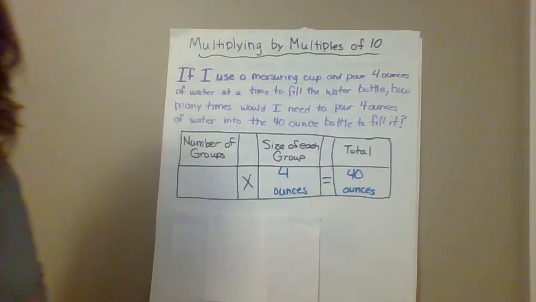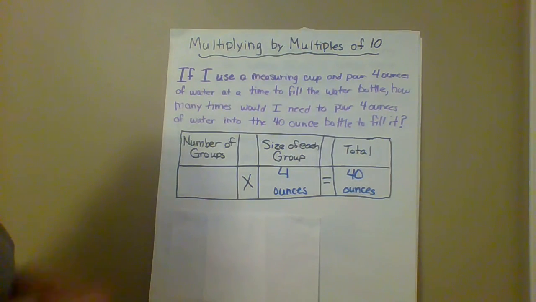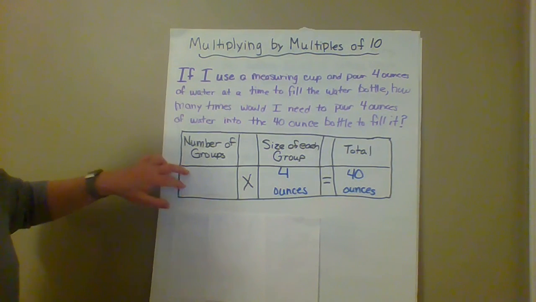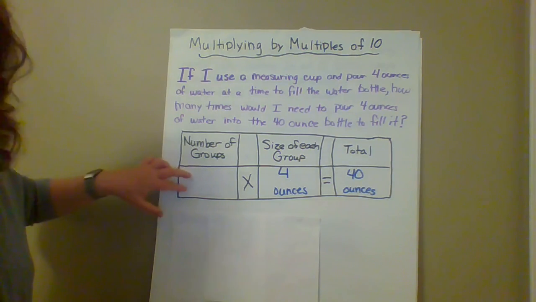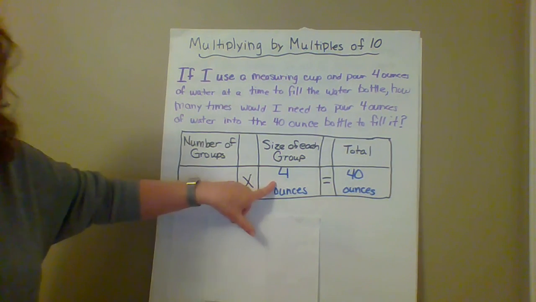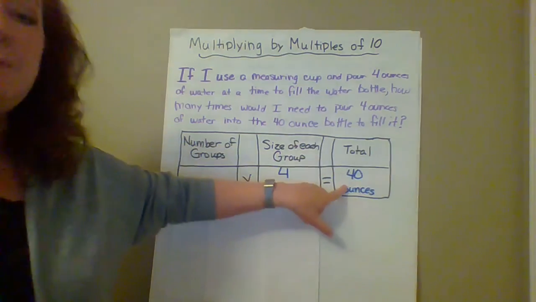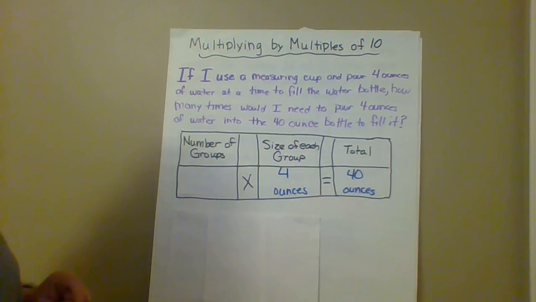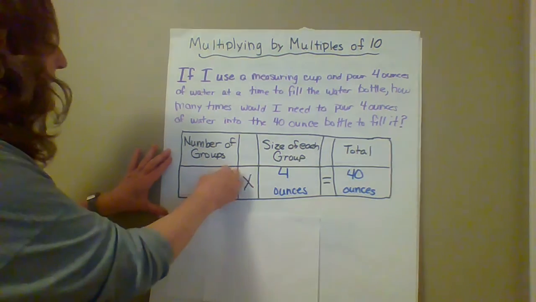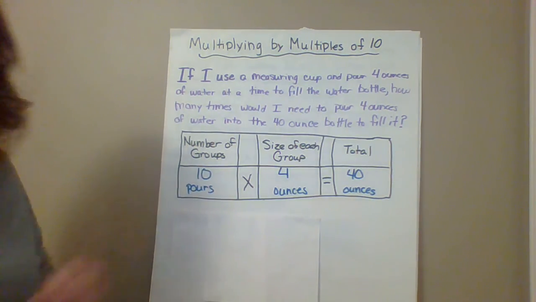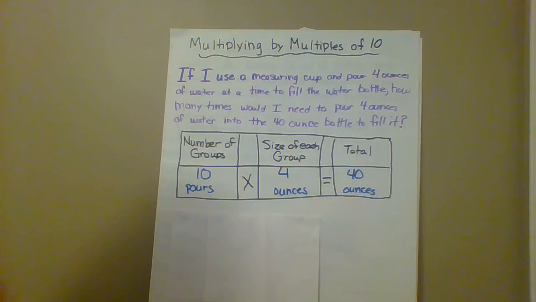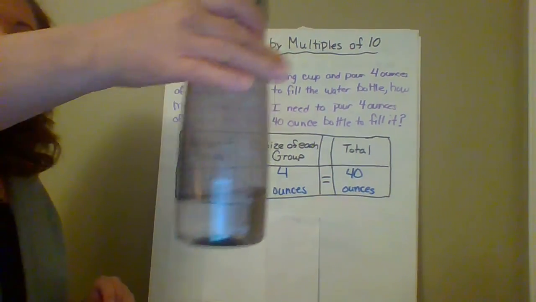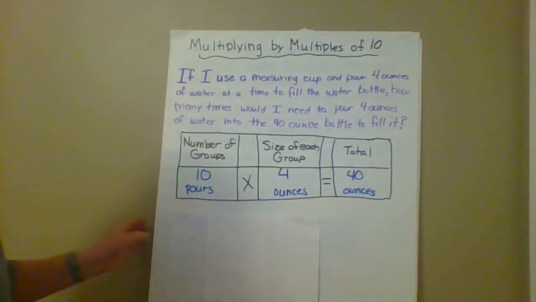So we actually know our total of 40 ounces. Well, think to yourself, how many times, the number of groups, how many times would I have to pour 4 ounces into my bottle to fill up the bottle with 40 ounces of water? Think about that. If you said 10, you're right. It would take me 10 pours to do that. 10 pours of 4 ounces equals 40 ounces for my water bottle. So just a little review on multiplying by tens.